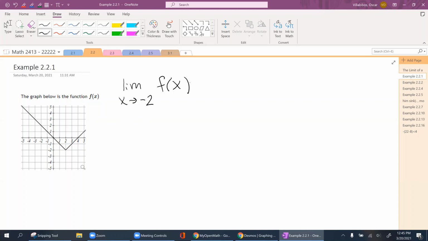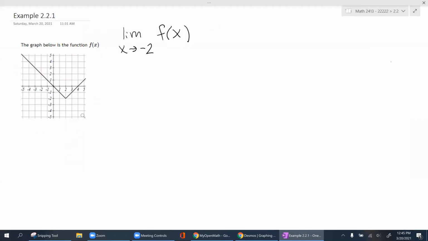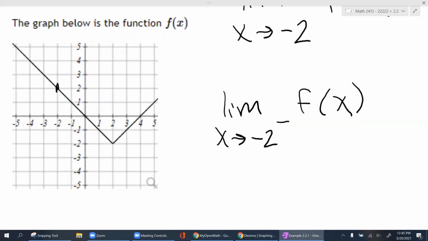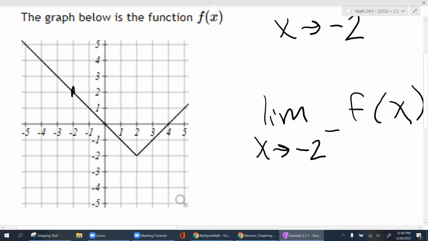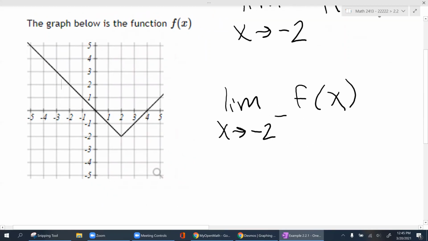One thing I know I have to do right from the start is find the limit as x approaches -2 from the left side. In other words, I go to -2, which is here, and I approach it from the left side, from this side. I'm going to find out what y it gives me as I get close to that. It's 2. So this here is going to be 2.